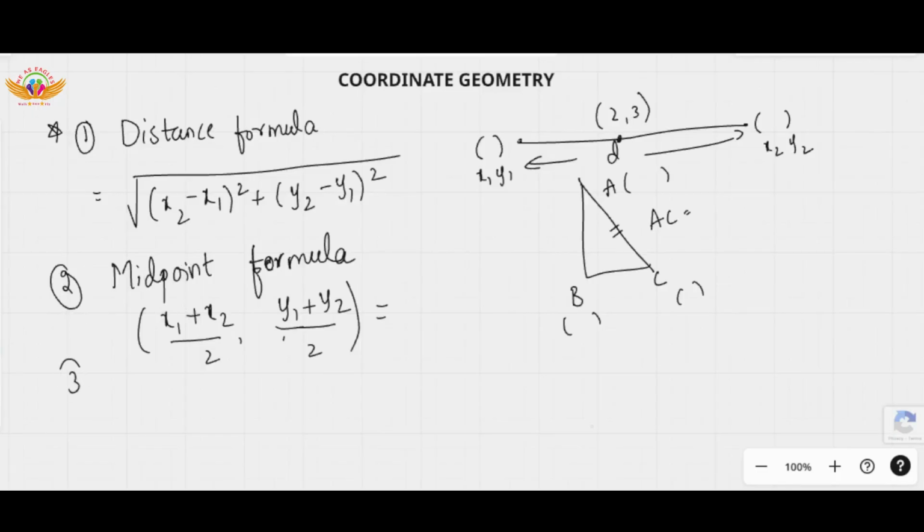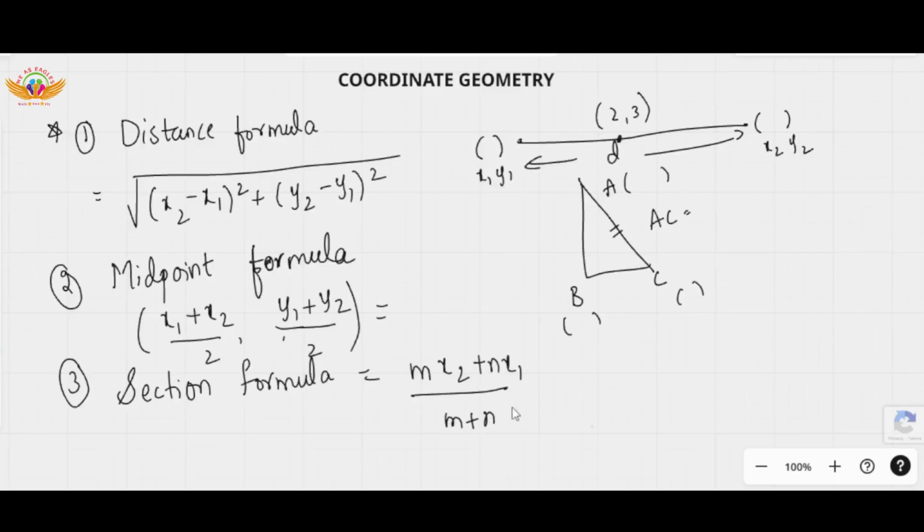And the third formula is the section formula. Most of the time they will be asking 3 mark or 4 mark questions on it. The section formula is (mx2 plus nx1) by (m plus n), comma, (my2 plus ny1) by (m plus n). This is the formula. What is m? What is n? I am going to explain.